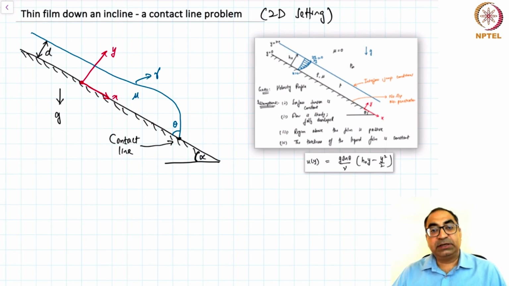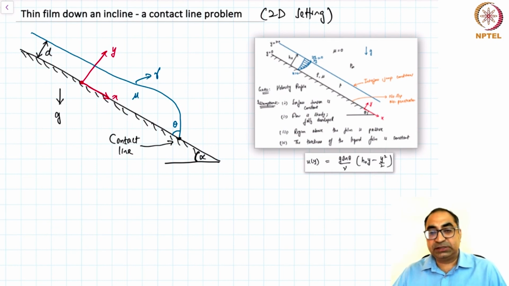We will now see a problem very close to that problem of a capillary rise in a tube, but instead of a capillary rise, we'll be looking at a thin film down an incline. The primary reason for choosing this particular problem to illustrate some of the challenges in contact line modeling is that I can take advantage of the framework that we had developed in earlier lectures, primarily the lubrication approximation.